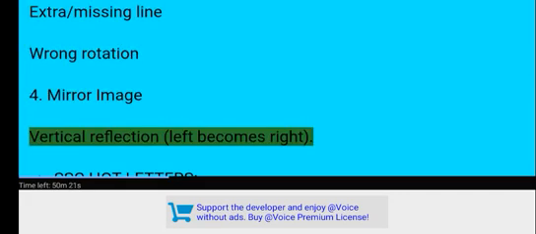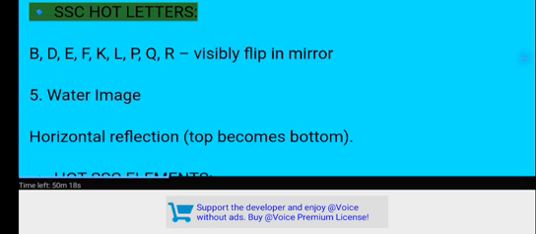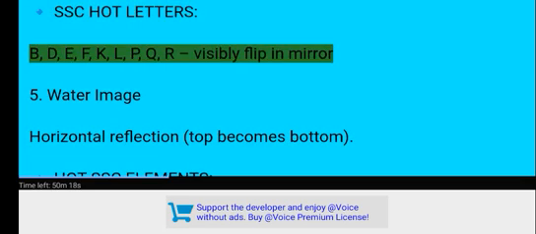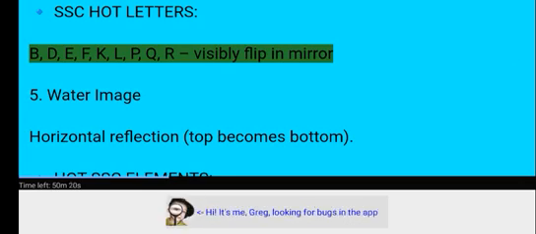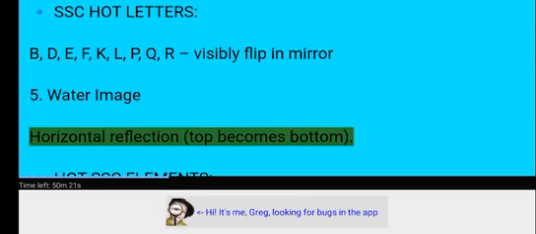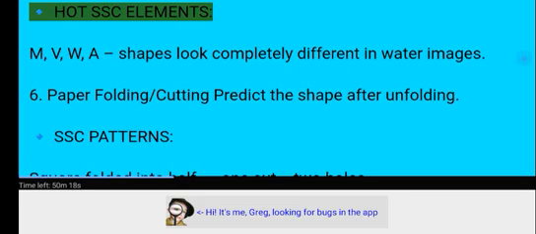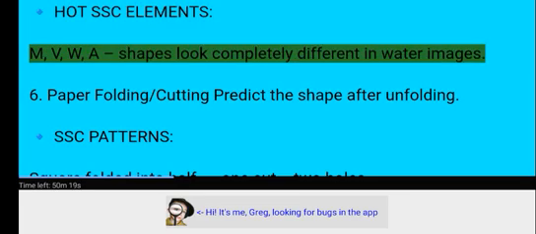4. Mirror image: vertical reflection, left becomes right. SSC hot letters: B, D, E, F, K, L, P, Q, R visibly flip in a mirror. 5. Water image: horizontal reflection, top becomes bottom. Hot SSC elements: M, V, W, A shapes look completely different in water images.